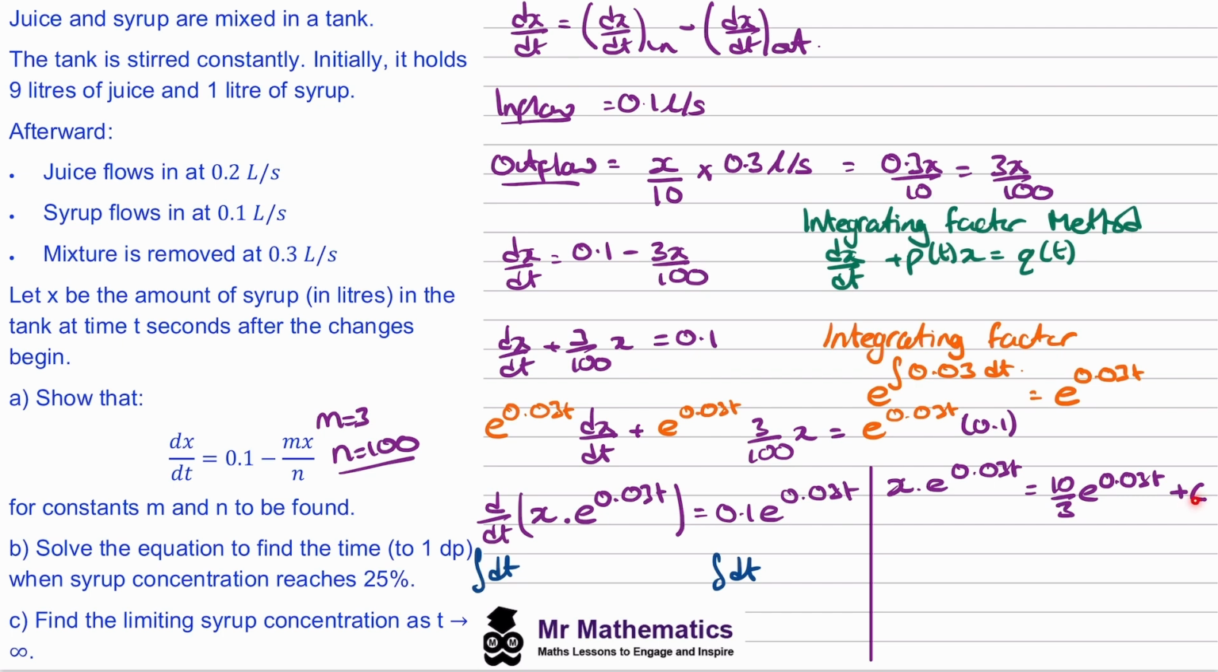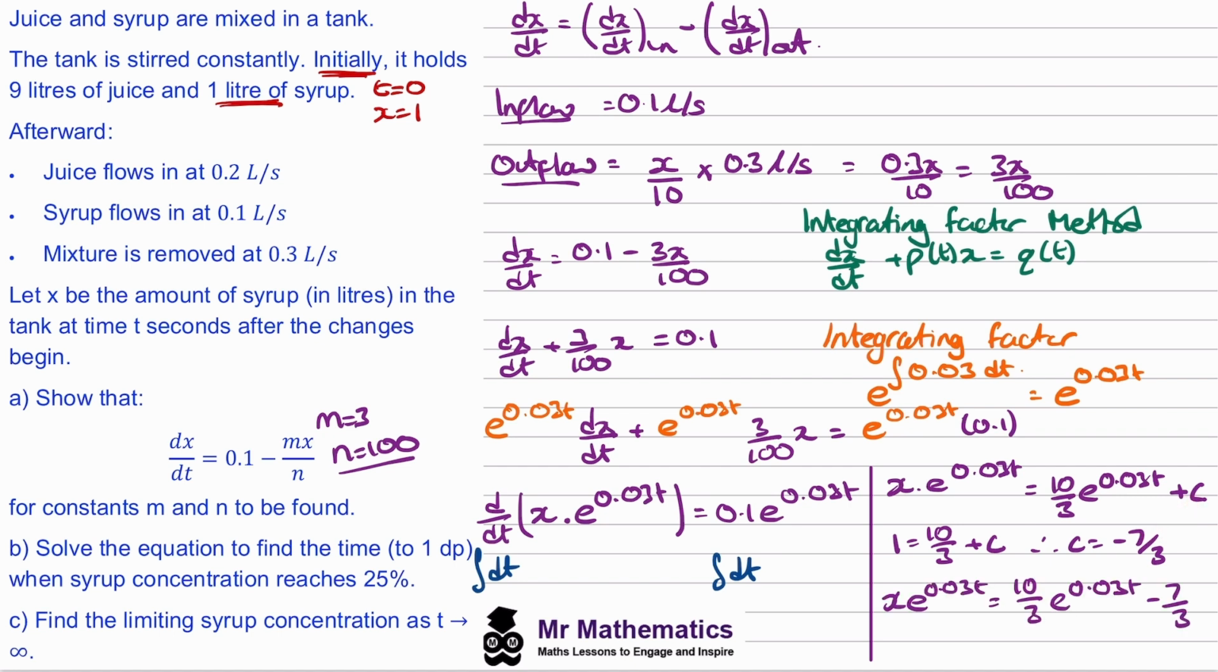And to find c, we can use our initial conditions. This is when t equals 0, x will equal 1. So if t equals 0, x will become 1, this term will become 1, and we'll have 10 over 3 plus c. So therefore, c will equal negative 7 over 3. And then we can substitute this back into here.